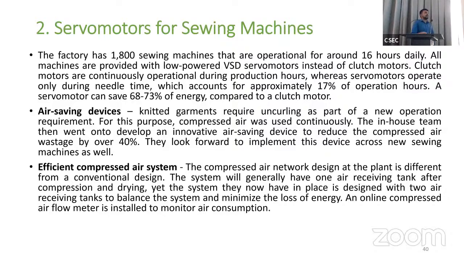Because of that, by using these servo motors, they have saved 70% of energy compared to a clutch motor. And also they have an efficient compressor system. By developing an innovative air saving device to reduce compressor wastage by 40%, as well as by having two air receiving tanks to balance the system and to minimize the loss of energy, they have achieved an efficient compressor network design.